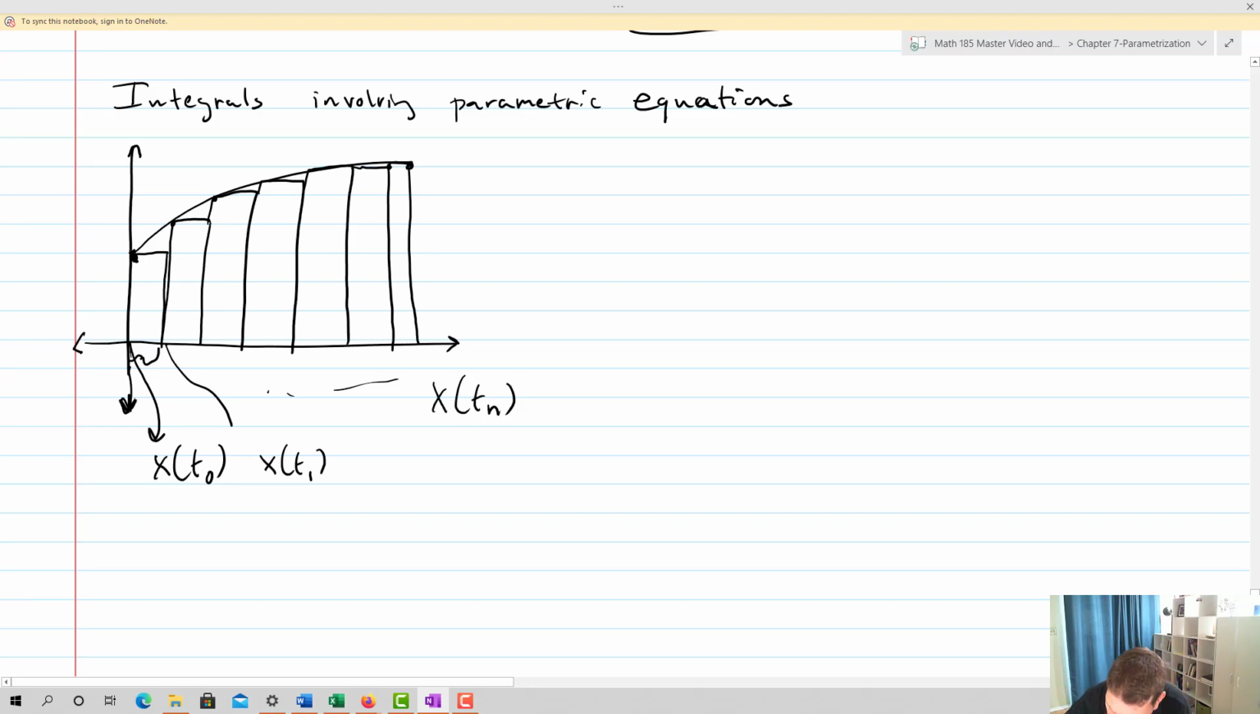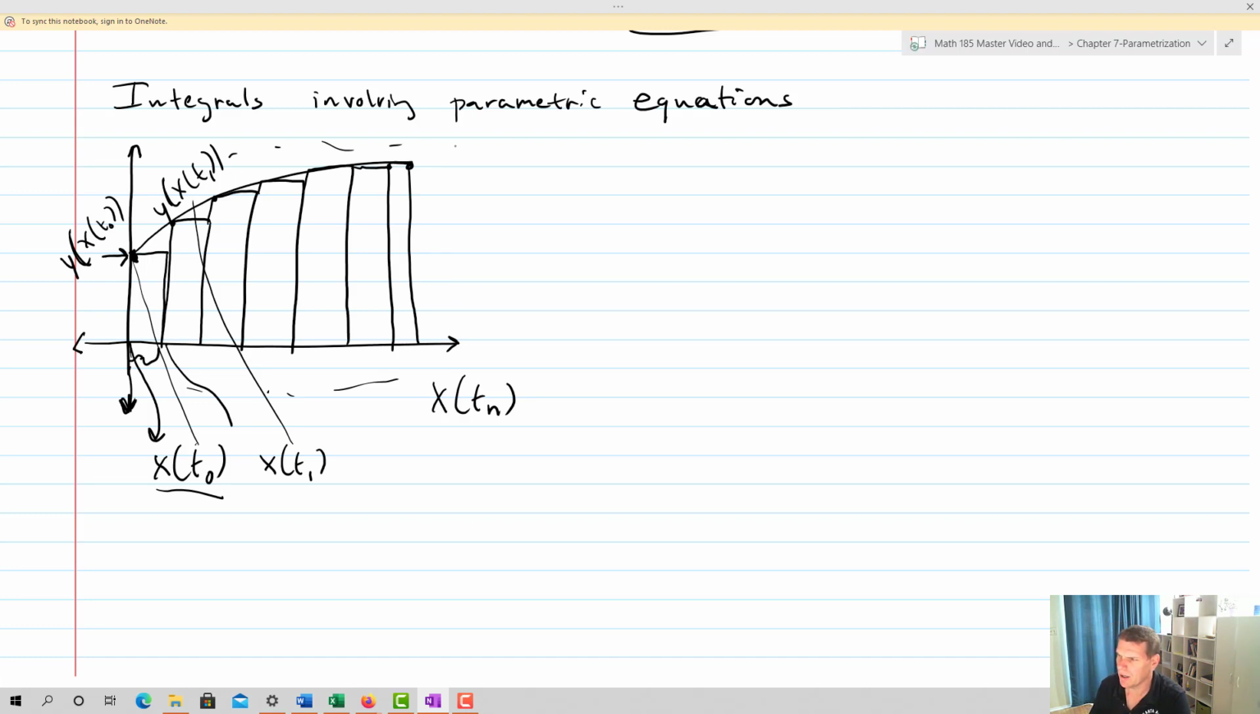Now, the heights of each one of these rectangles are really going to be just y of t, or y of t naught. This is going to be y of t1, because they correspond with the same time t that we get with each one of the x's. Now what I want to do is line it up with x of t naught. So I'm going to make this y of x of t naught, and this is y of x of t1, and so on and so forth for each one of our y's. That ends up being the height of each one of these rectangles.